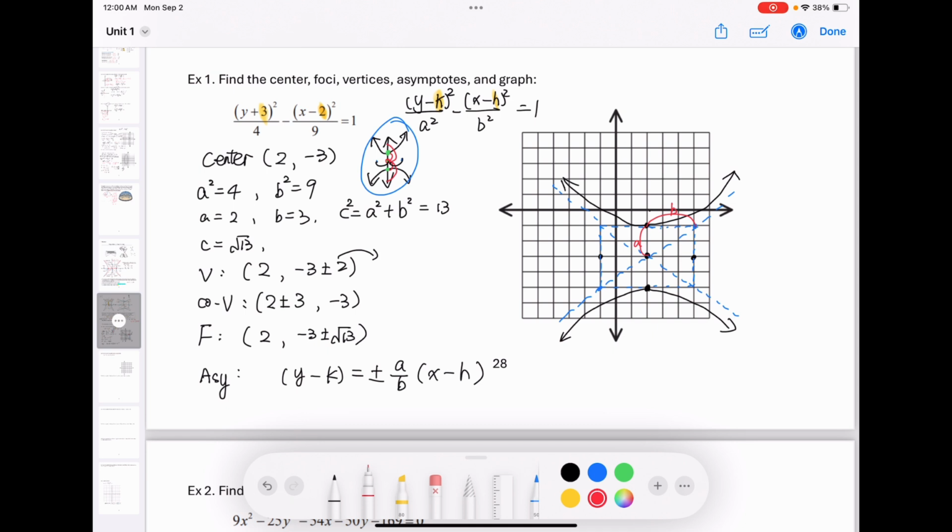And then we can replace the h, k, and a over b with the values. We don't have to find the h and the k, so we just copy the first parentheses and the second parentheses from the equation. It makes things easier. y plus 3 is equal to plus or minus a over b, which is 2 over 3, times x minus 2. We're done. We found everything, and we also graphed our image.